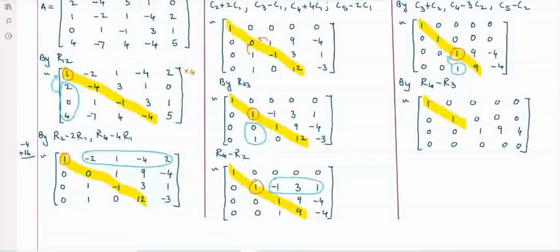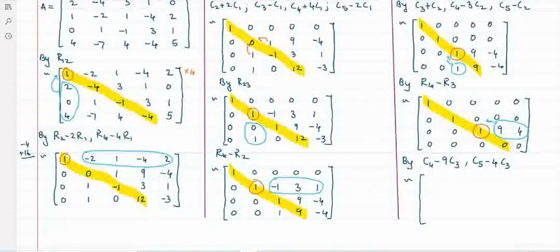So again, this is your diagonal entry. After getting the elements below A33 to 0, now the elements right of A33 by using column transformations. C4 minus 9 times C3, using the third column, and C5 minus 4 times C3. So the new equivalent matrix changes in the fourth and fifth columns.